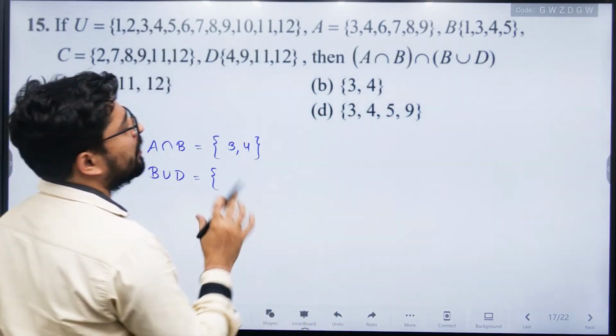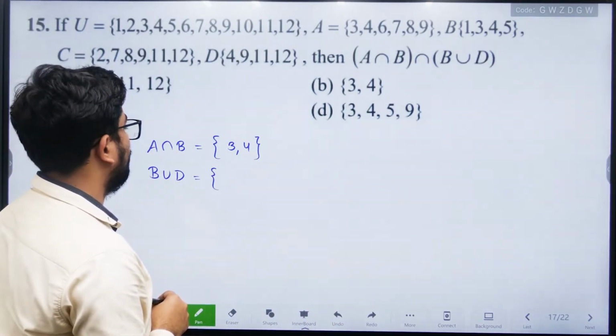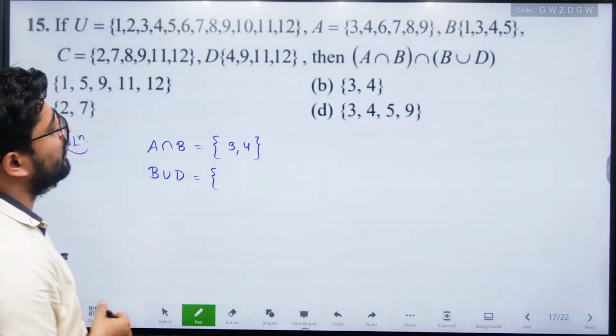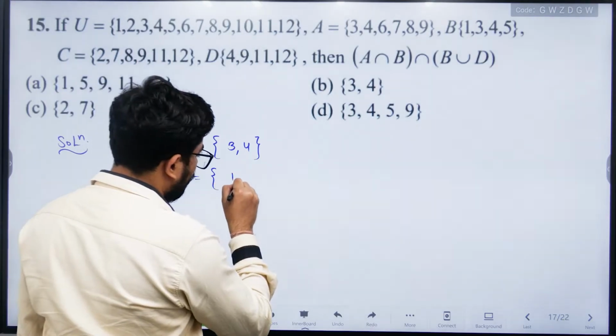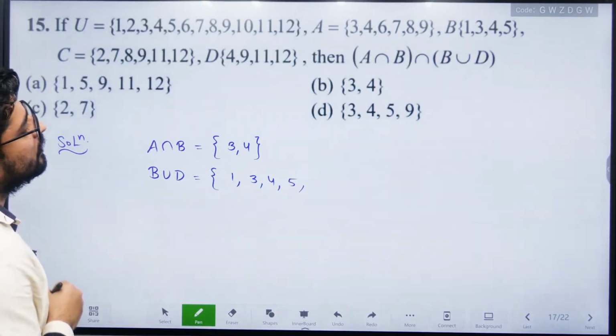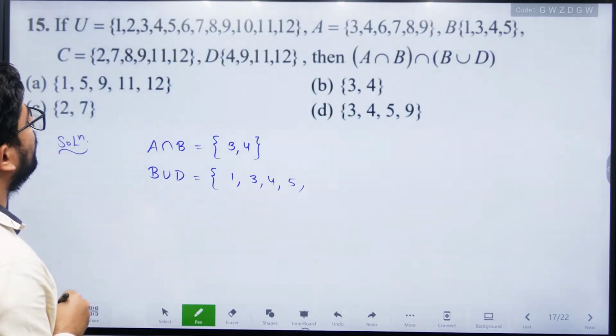A intersection B is the common elements of A and B, that is 3 and 4. Next is B union D, so the collection of all the elements of B or D. So that is 1, 3, 4, 5. That's B, and the elements of D are 4.